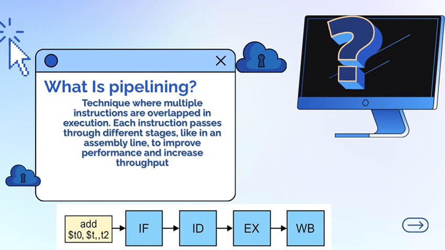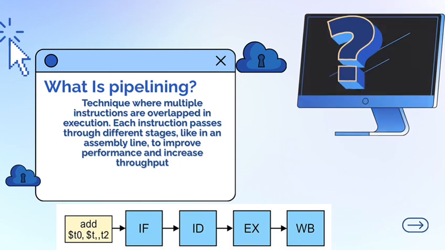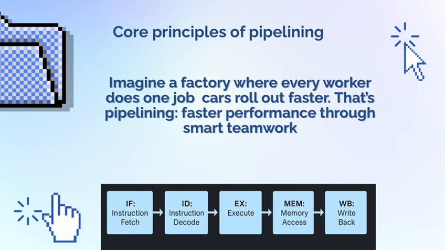First, pipelining is a technique where multiple instructions are overlapped in execution. Each instruction passes through different stages, like in an assembly line, to improve performance and increase throughput. Typical 5 stages in a pipeline: 1. IF, instruction fetch. 2. ID, instruction decode. 3. EX, execute. 4. MEM, memory access. 5. WB, write back.